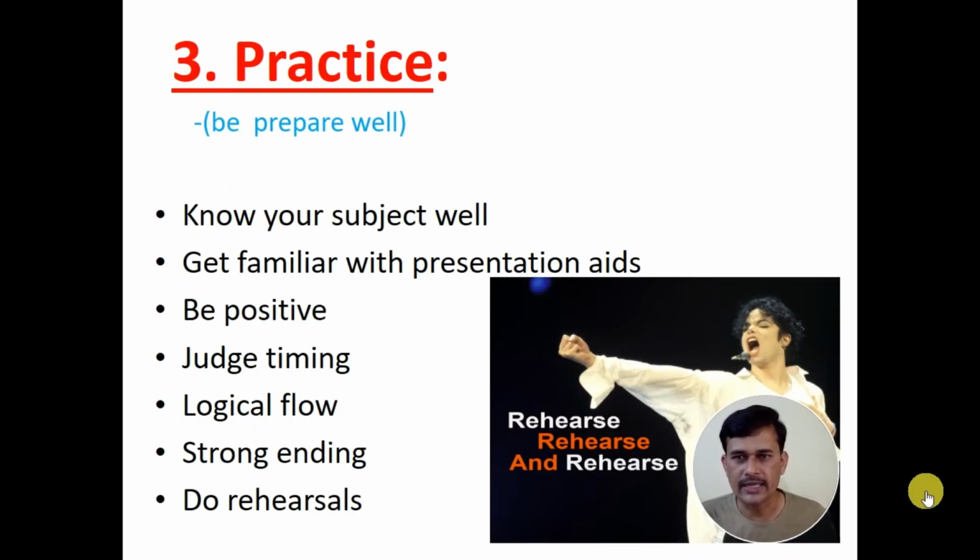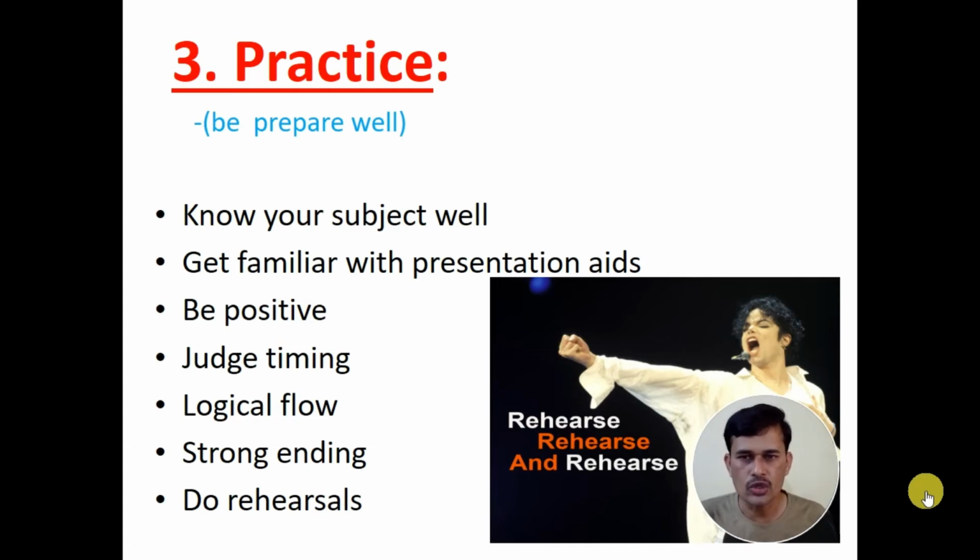Third one, practice. Be prepared well. In this, we are practicing our presentation. In the first stage, you planned your presentation. Second stage, you prepared your presentation. Third stage, you need to practice well.